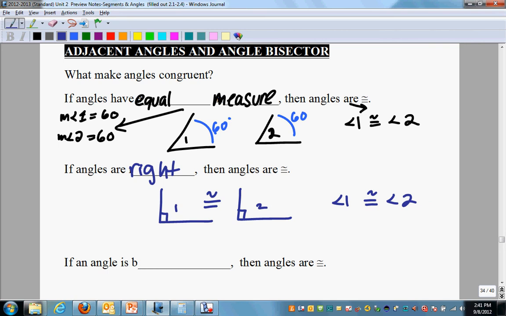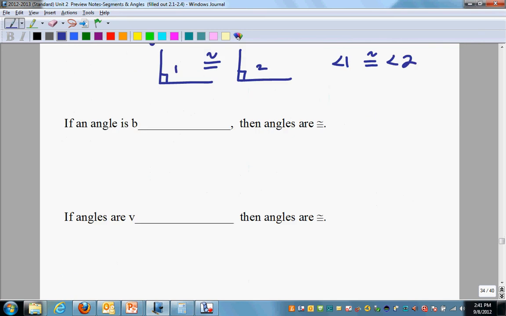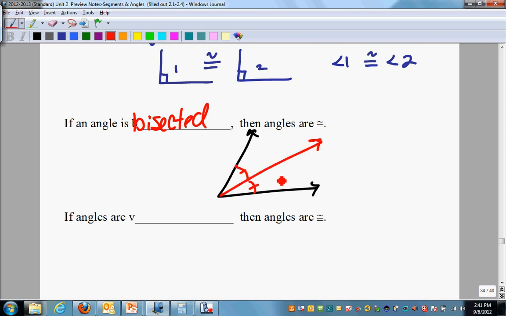Two more scenarios. If you have an angle that's bisected, you're going to end up with congruent angles. So start with an angle. Bisect it. Make sure you get the hatch marks. So in this diagram, angle 1 is congruent to angle 2 as well because of a bisector.